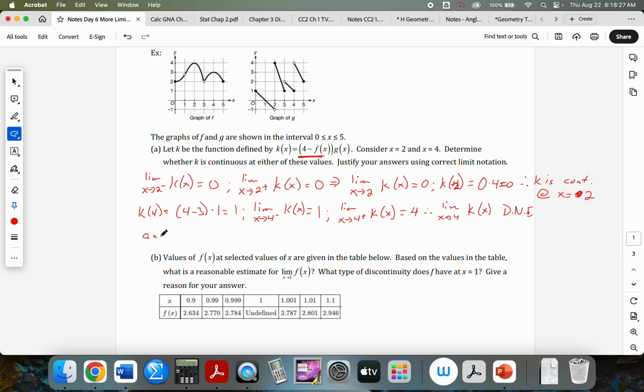And, making sure we answer their question, k is not continuous at x is equal to 4. What kind of a discontinuity would that be? I know you can't see the graph of k, but what kind of a discontinuity is this going to be? Jump. Yeah, it's going to be a jump.